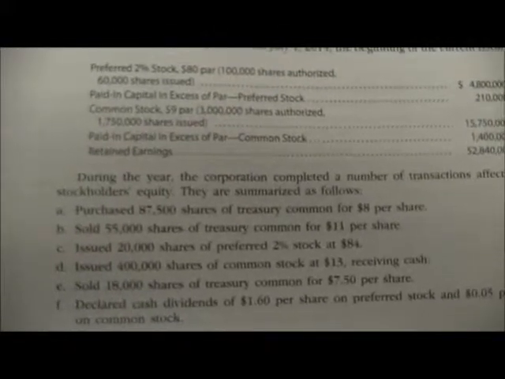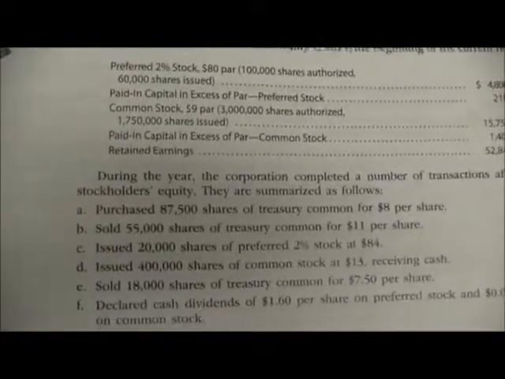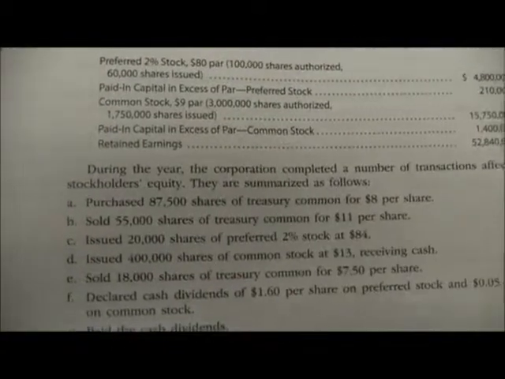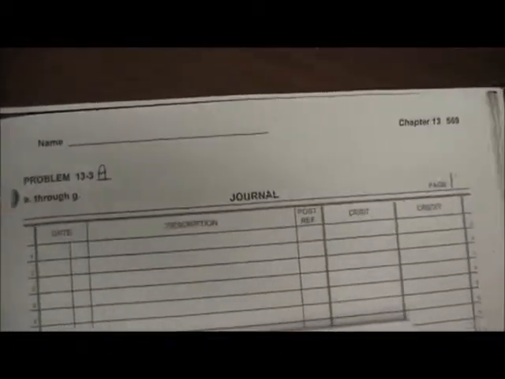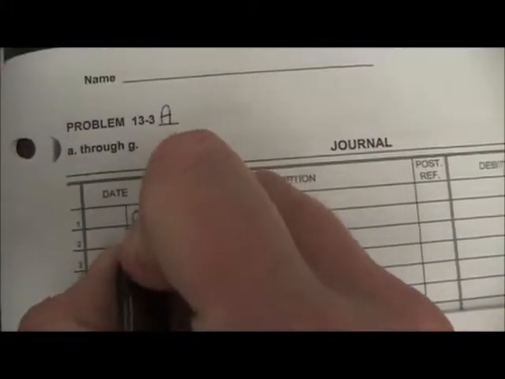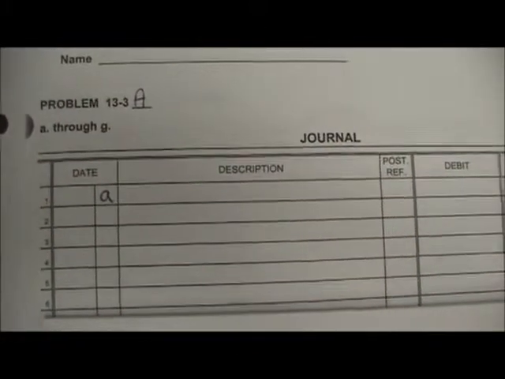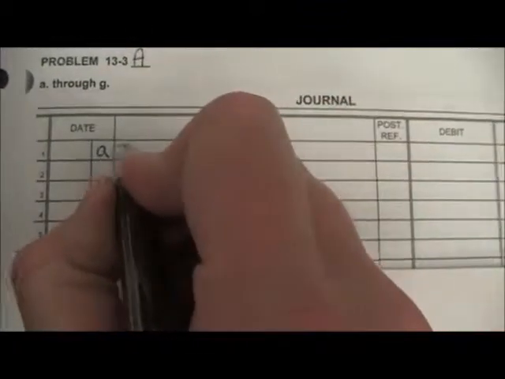Okay, so the first one we're going to look at is purchased 87,500 shares of Treasury Common for $8 per share. So we're going to come over here to our journal. We are doing 13-3A. It is page 1. It's whatever page you would like to make it. Date is letter A, so we're just going to put the A right there. Now, they purchased treasury stock, so we're going to debit treasury stock.